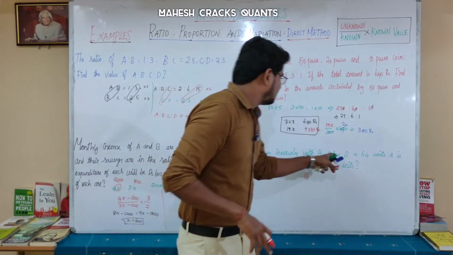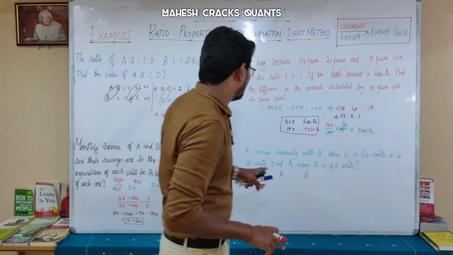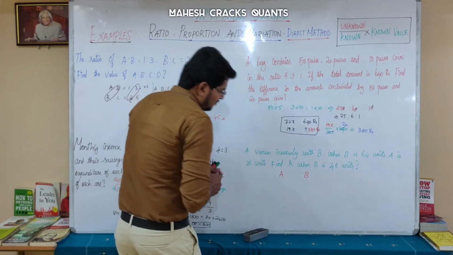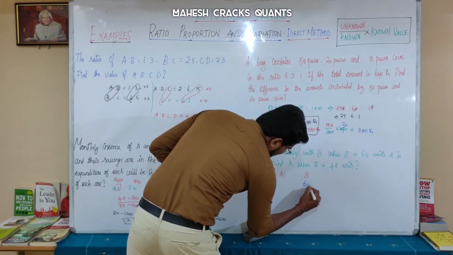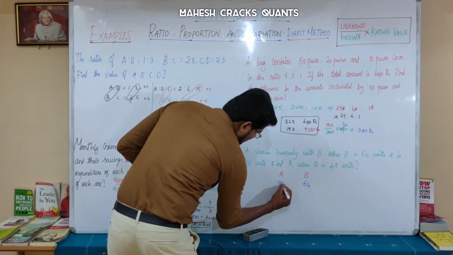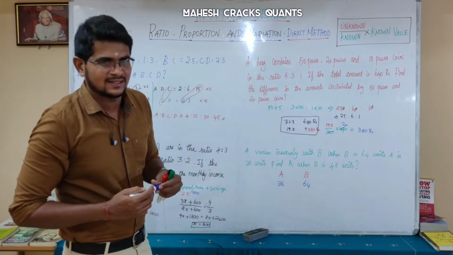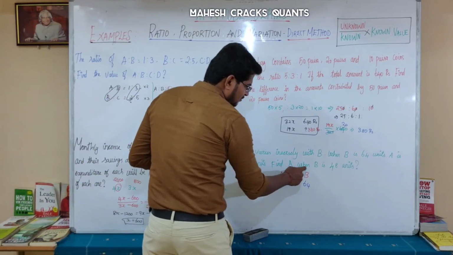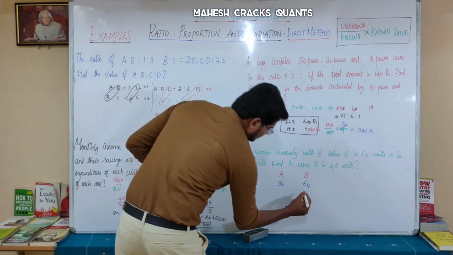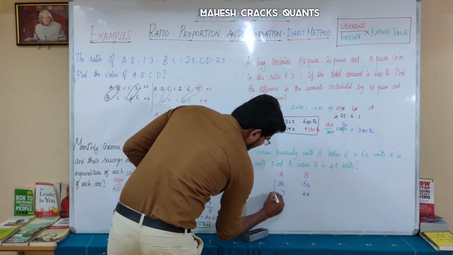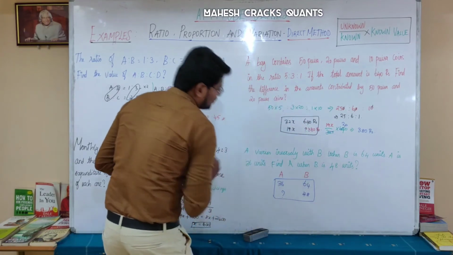Okay. When B is 64 units, A is 36 units. Now the question is, find A when B is 48 units. B is 48 units now. What is A? Box it and find out the value.